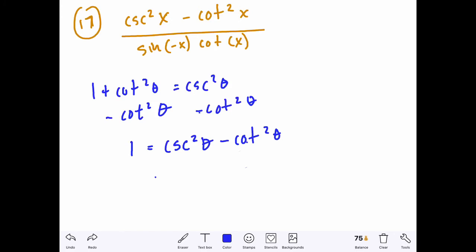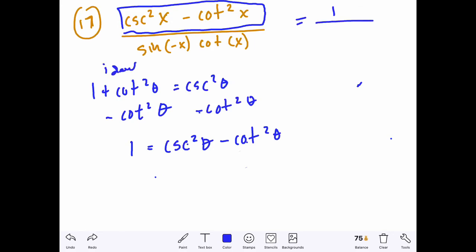Okay, and notice now that we actually have that right up here. Well, cosecant squared of x minus cotangent squared of x, same as theta here, is equal to 1. So I can simplify that to 1. So what did I do? I used the identity here in its original form, and then I solved it, essentially for 1. 1 equals cosecant squared theta minus cotangent squared theta, and I was able to then substitute that value in for the original expression up top.